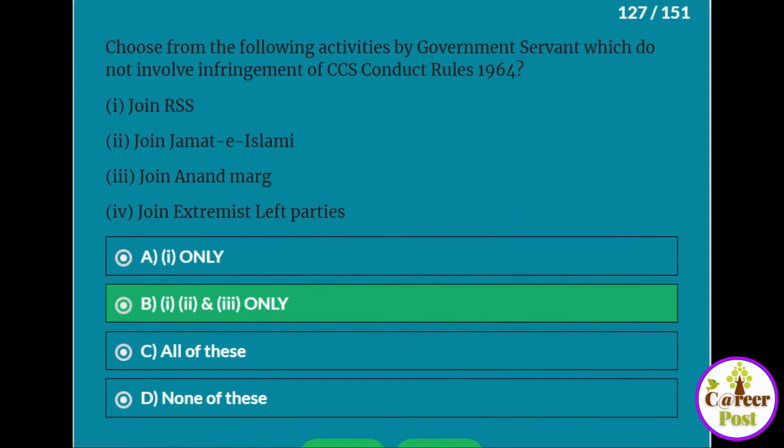Choose from the following activities by government servants which do not involve infringement of CCS conduct rules 1964: joining RSS, joining Jamaat-e-Islami, joining Anand Marg, joining extremist left parties. The answer is none of these. Why? Because all of these do not support the CCS conduct rules. It is against the CCS conduct rules to join these organizations.